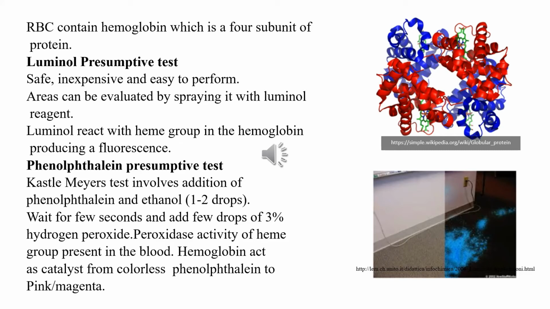This Kastle-Meyer test involves the addition of a 1:5 solution of phenolphthalein and ethanol. Just add one or two drops, wait a few seconds, and add a few drops of 3% hydrogen peroxide. The principle of the Kastle-Meyer test is the peroxidase activity of the heme group present in the blood. The hemoglobin acts as a catalyst for the oxidation of the colorless phenolphthalein to pink magenta in color.